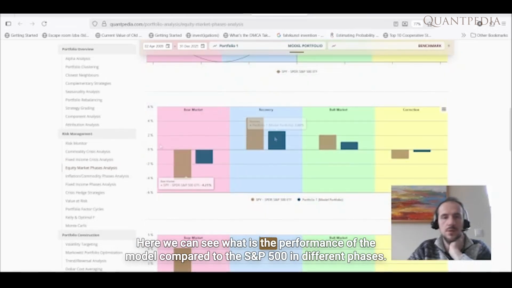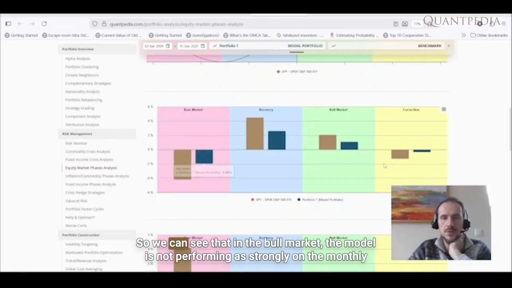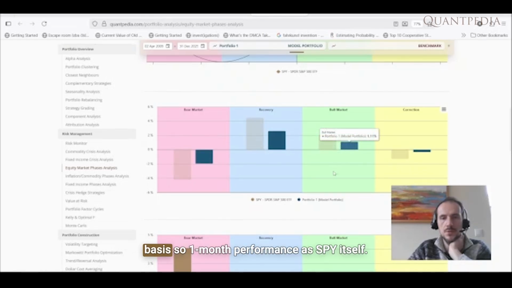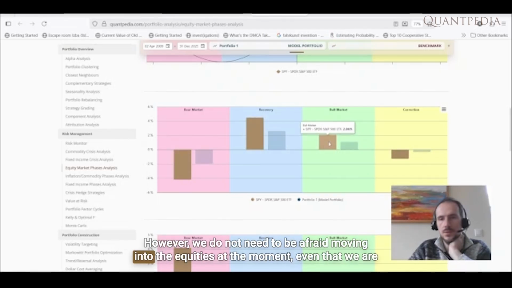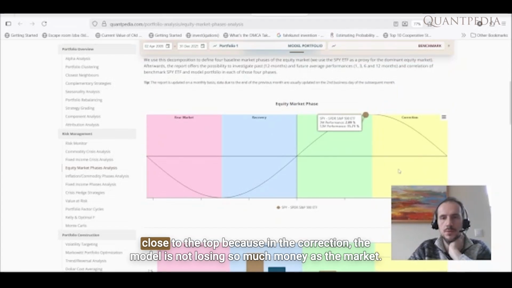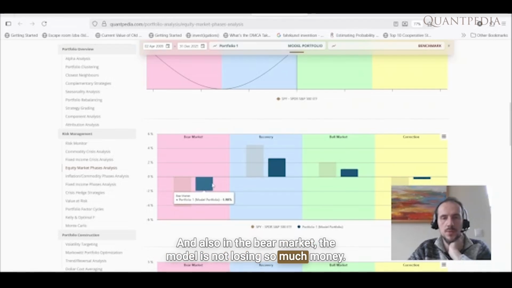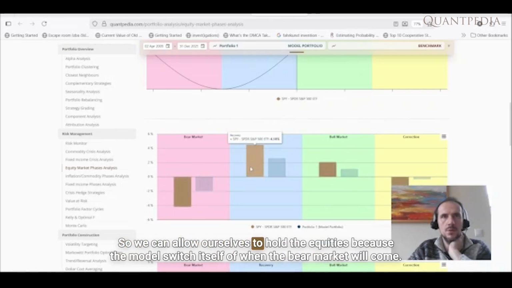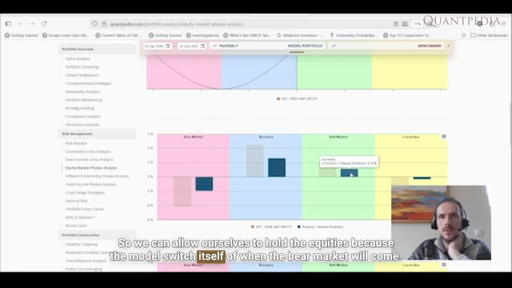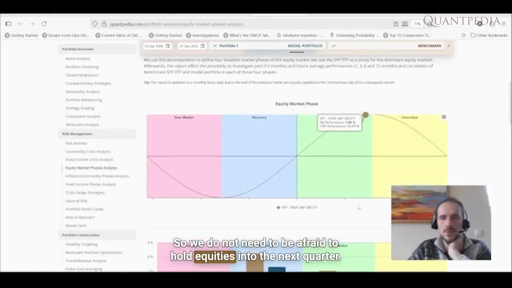Here we can see the performance of the model compared to the S&P 500 in different phases. We can see that in the bull market, the model is not performing as strongly on a monthly basis, so 1 month performance, as the S&P itself. However, we do not need to be afraid of moving into the equities at the moment, even though we are close to the top, because in the correction, the model is not losing as much money as the market, and also in the bear market, the model is not losing as much money. So we can allow ourselves to hold the equities because the model switches itself off when the bear market comes. So we do not need to be afraid to hold equities in the next quarter.